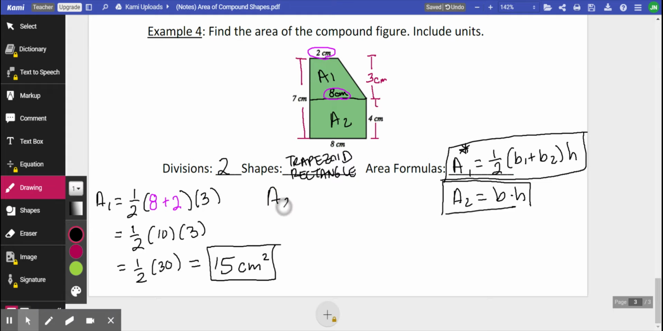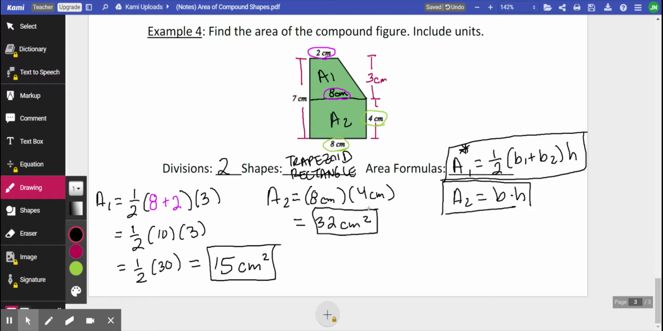Let's do the easy part, which is basically just finding the area of the rectangle. The area of the rectangle is base times height. The base on the bottom is 8 centimeters, and the height is 4 centimeters. So it's basically 8 times 4. So 8 centimeters multiplied by 4 centimeters. 8 times 4 is 32, so it's 32 centimeters squared.